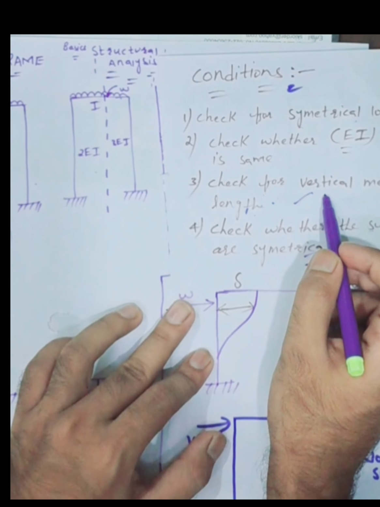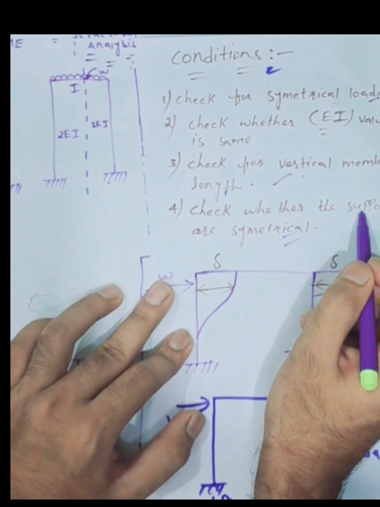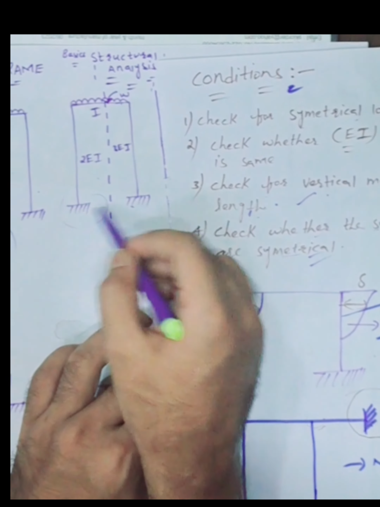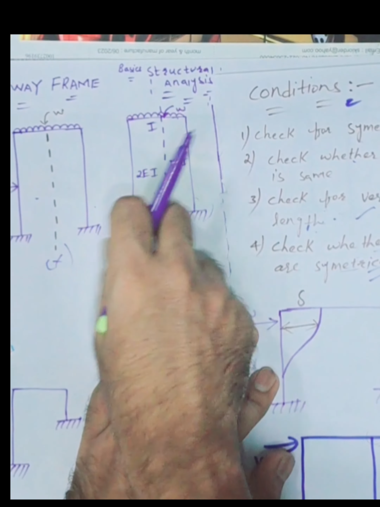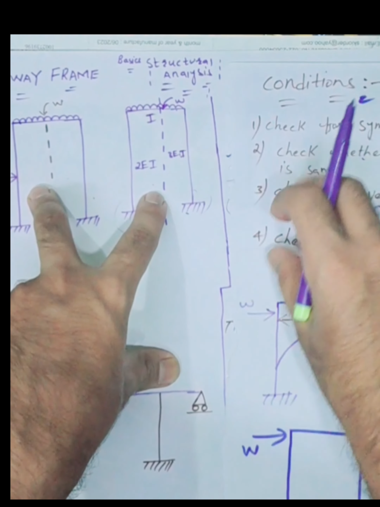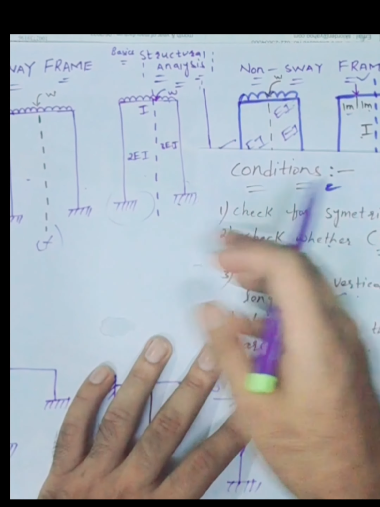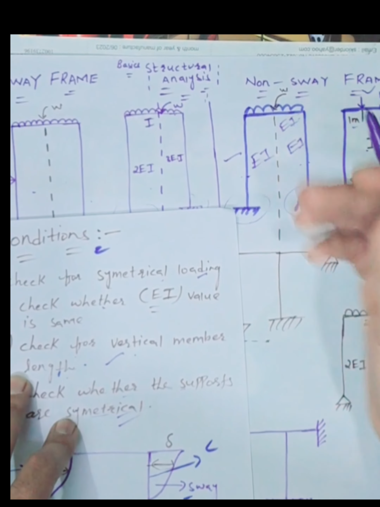Check for the vertical members length. Okay, check whether the supports are symmetrical. Supports, everything is symmetrical, but EI value is not satisfied. So these two conditions are not satisfied here, so it is sway frame. If the conditions are satisfied, it is non-sway frame.